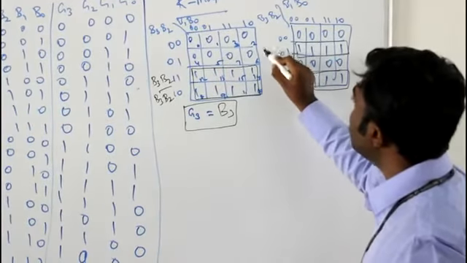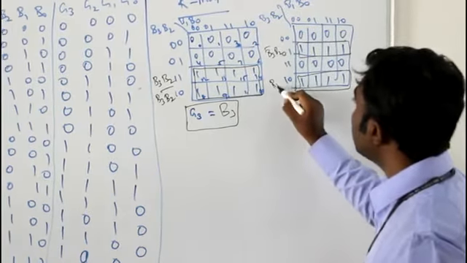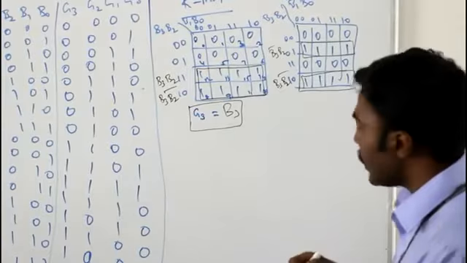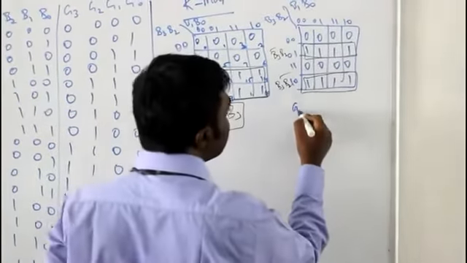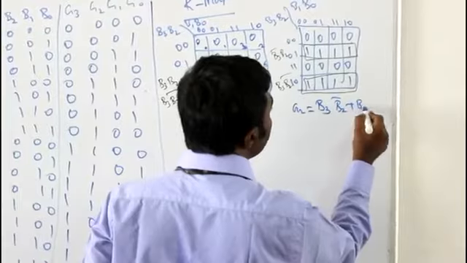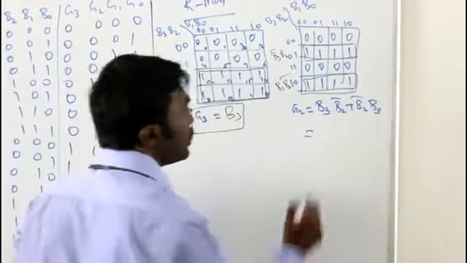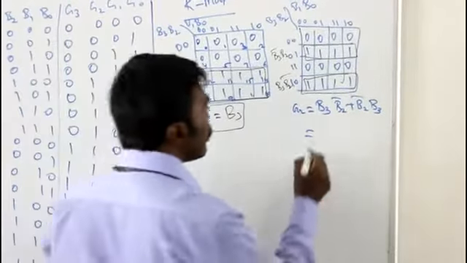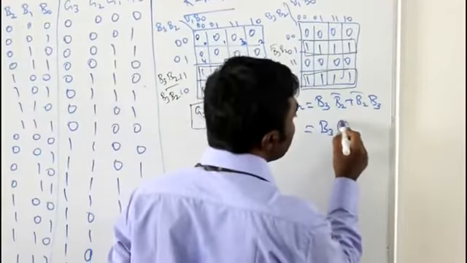So the order is B3 bar, B2. Here the order is B3, B2 bar. So the final answer is, we are going to get G2 equal to B3 B2 bar plus B2 B3 bar, which indicates it is the operation for XOR gate. So the final answer is B3 XOR with B2. So this is the answer for G2.